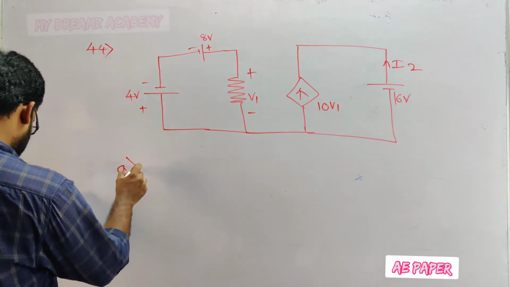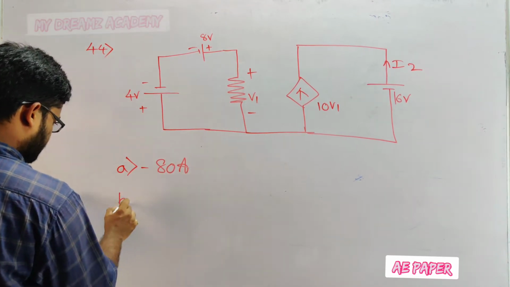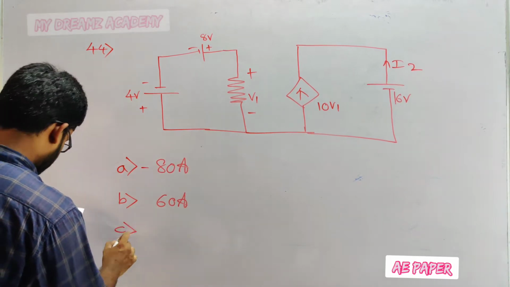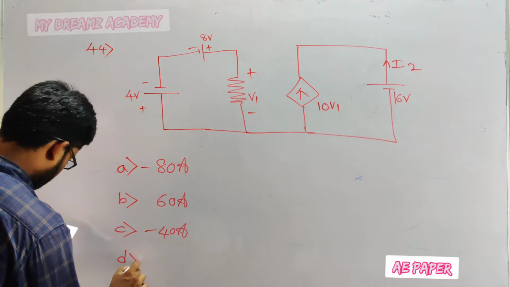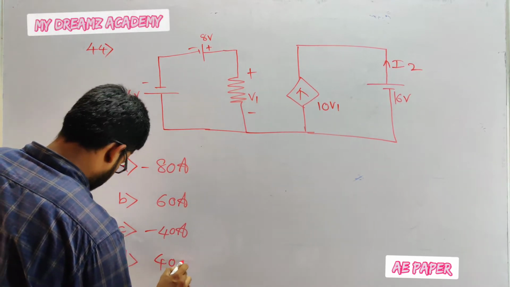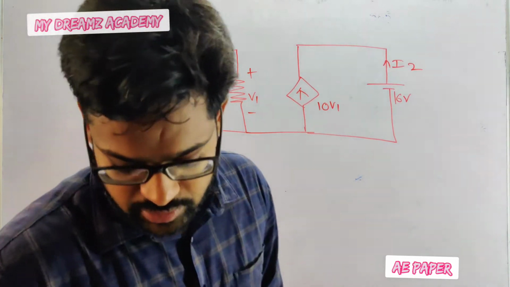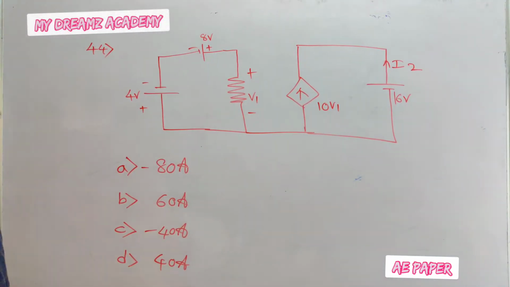Option A, that is minus 80 ampere. Option B, that is 60 ampere. Option C, that is minus 40 amperes. Option D, that is 40 ampere. Now, very simple question only. We need to calculate I2.